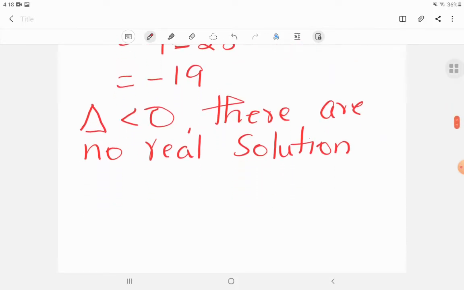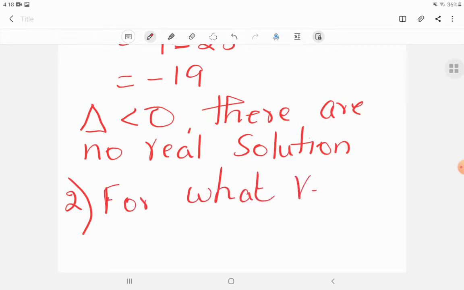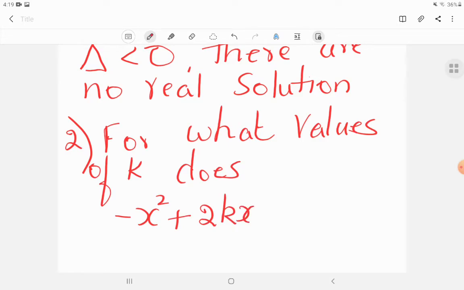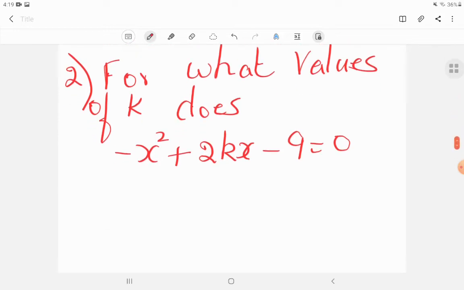Let's look at another example. For what values of k does minus x squared plus 2kx minus 9 is equal to 0 have two distinct solutions? So we have to find the values of k.